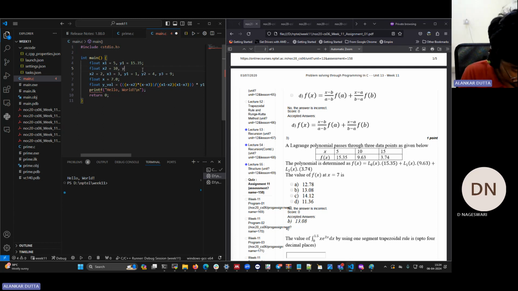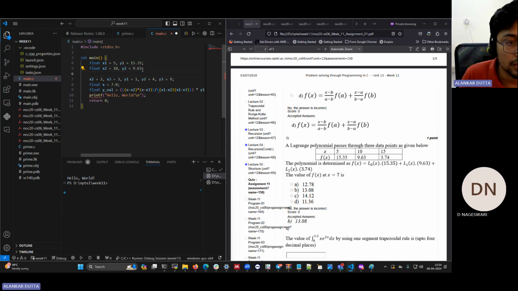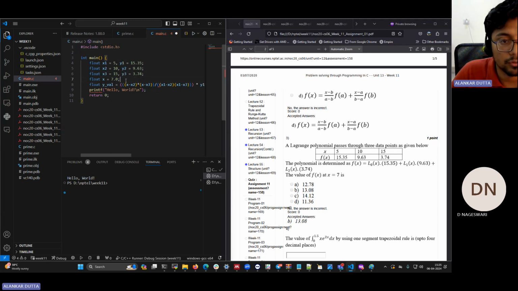And y2. And the last pair. Something like a 15, and this is 3.74. Let's get rid of this redundant line, and we want to find out this. And let's print this then.